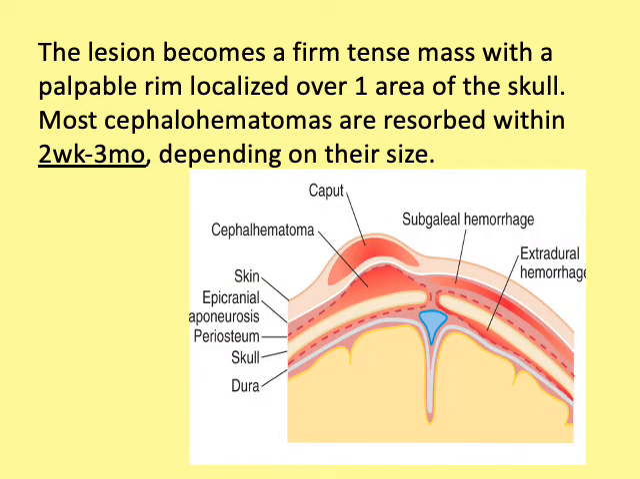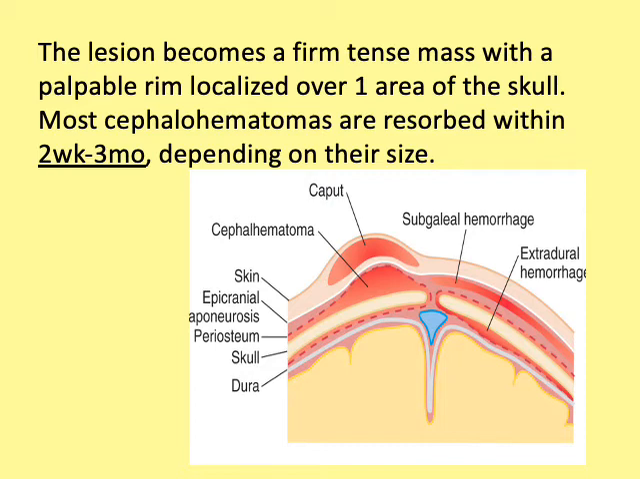With time, the cephalhematoma becomes a firm tense mass with a palpable rim due to absorption of the blood from it, which is limited to a well-demarcated area over a single skull bone. Most of them are resolved within 2 weeks to 3 months, and this depends on their size.